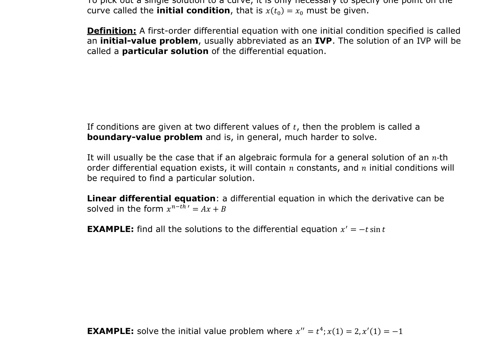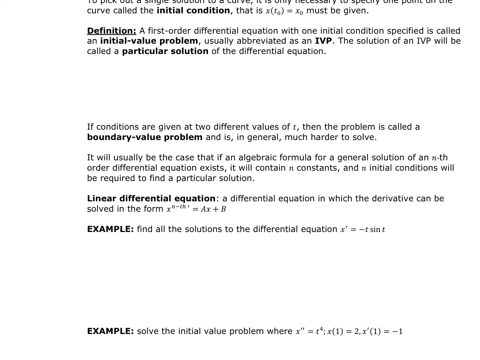If conditions are given at two different values, then we call this a boundary value problem. And this is much harder to solve. We're not going to do that in this video. It will usually be the case that if an algebraic formula is given for a general solution of an nth order differential equation, then it will contain n constants, and n initial conditions will be required to find that particular solution.